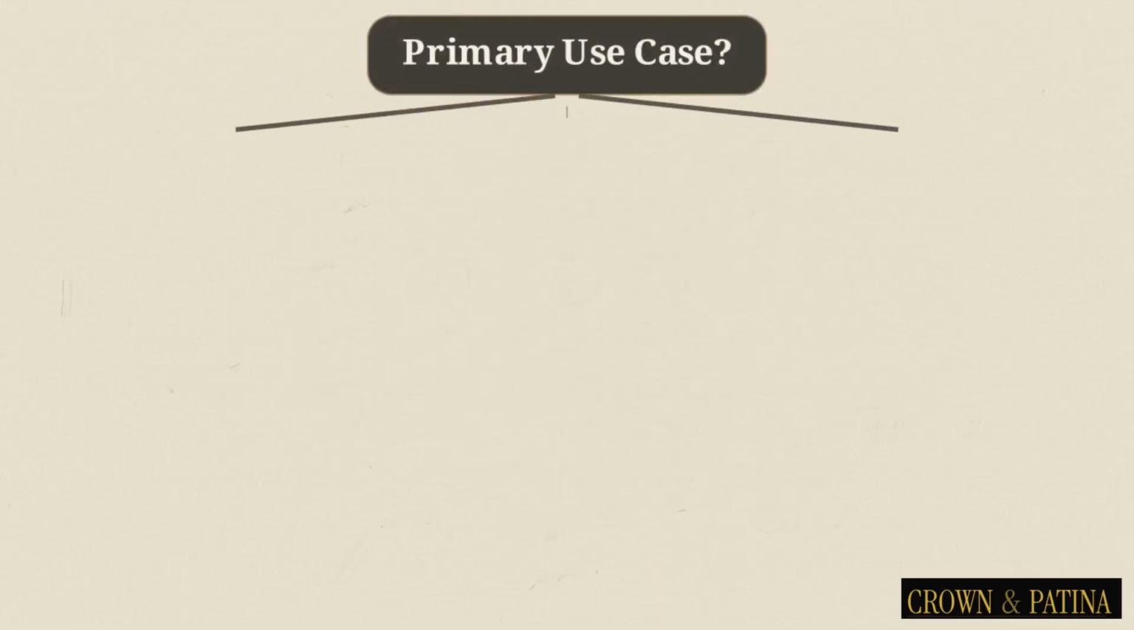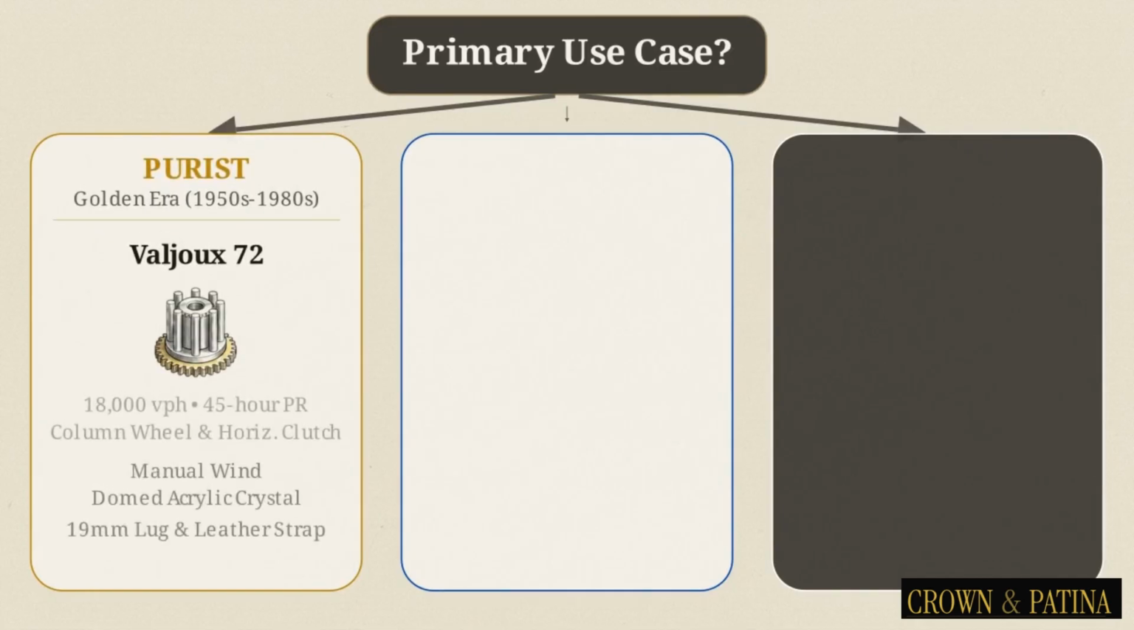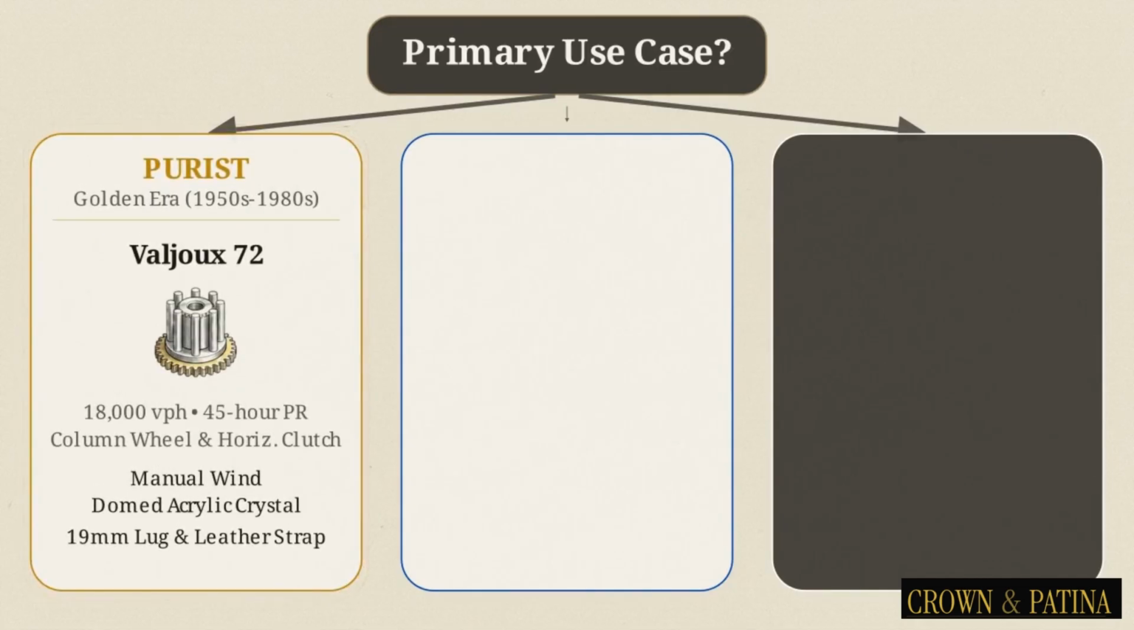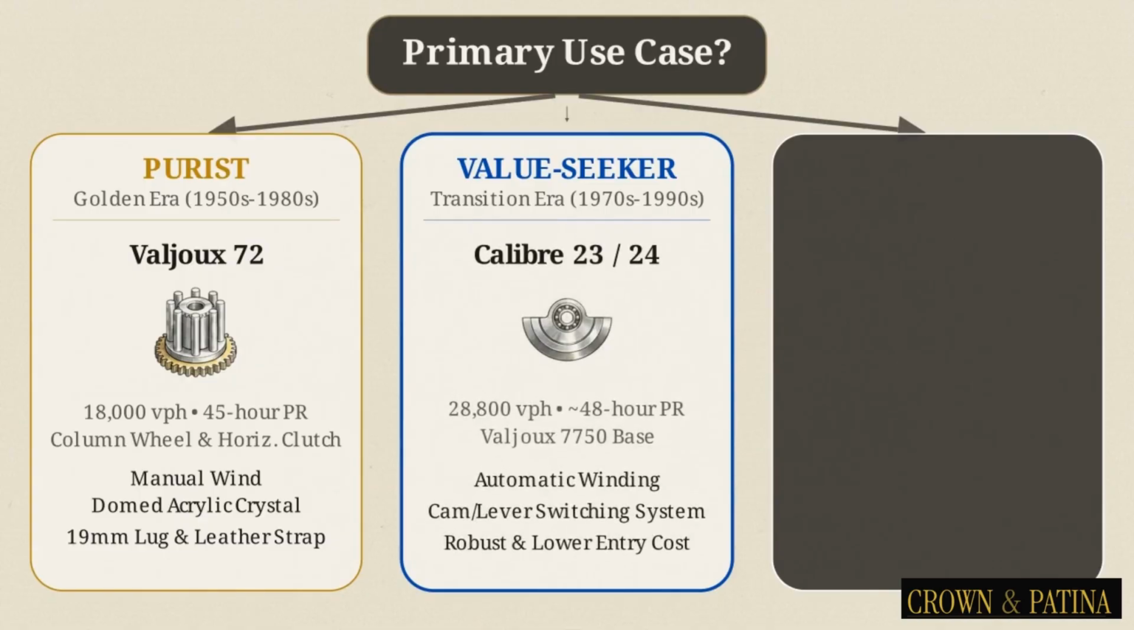This decision tree flowchart maps out how to match a specific mechanical era directly to your tolerance for maintenance. If you are a horological purist, hunt for the Valjoux 72 on a leather strap. You accept the fragility of the acrylic and manual wind in exchange for ultimate collector prestige. If you want the look without the high costs, target the transition era Calibre 23 or 24. You get reliable automatic performance without paying the modern in-house premium.